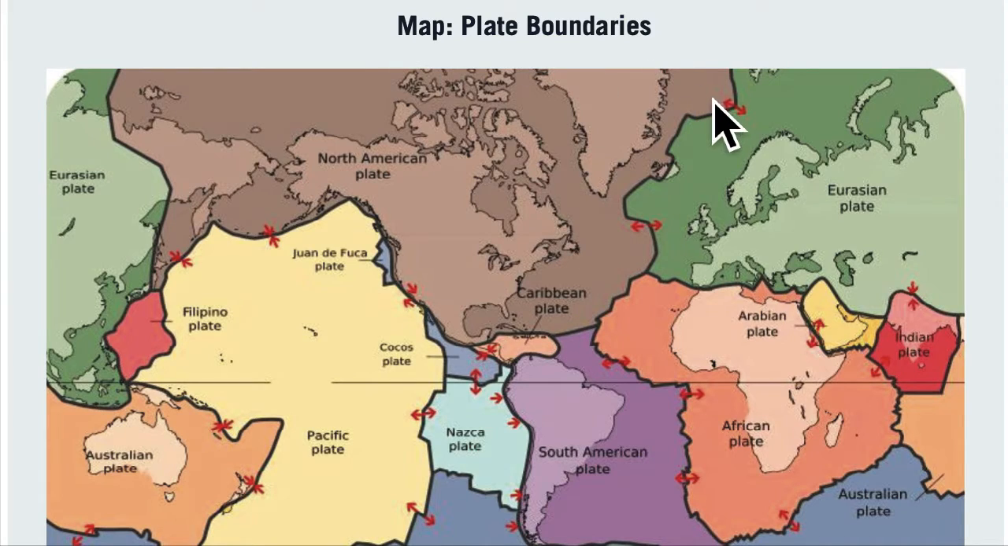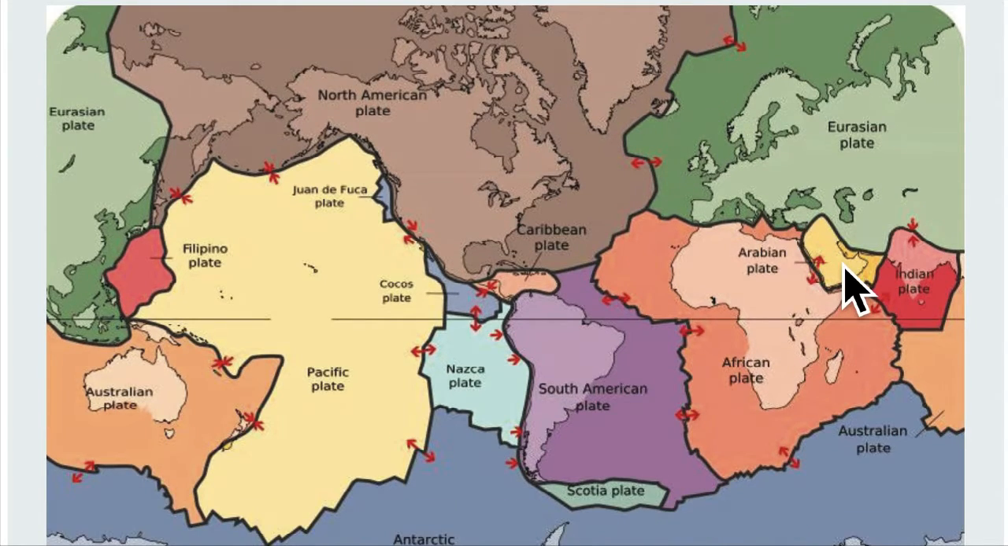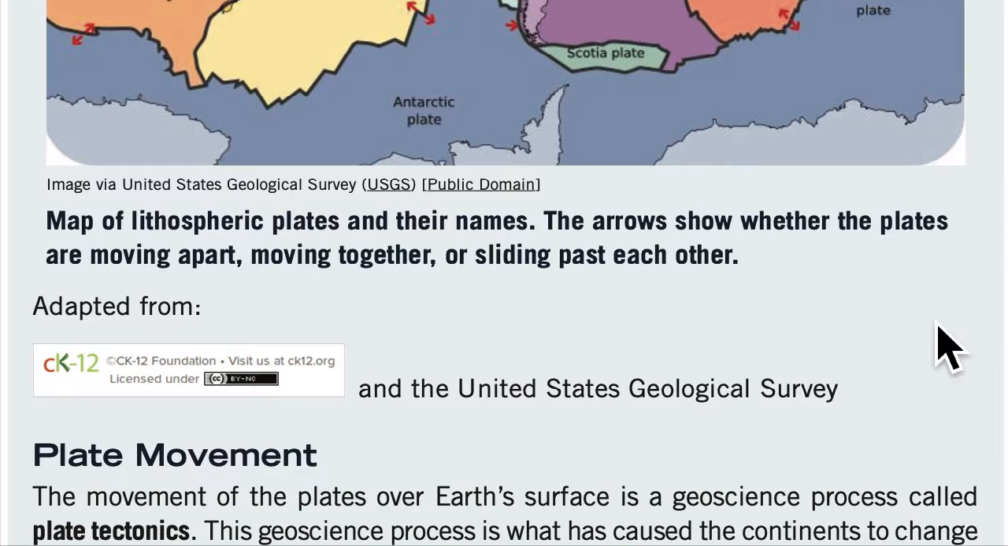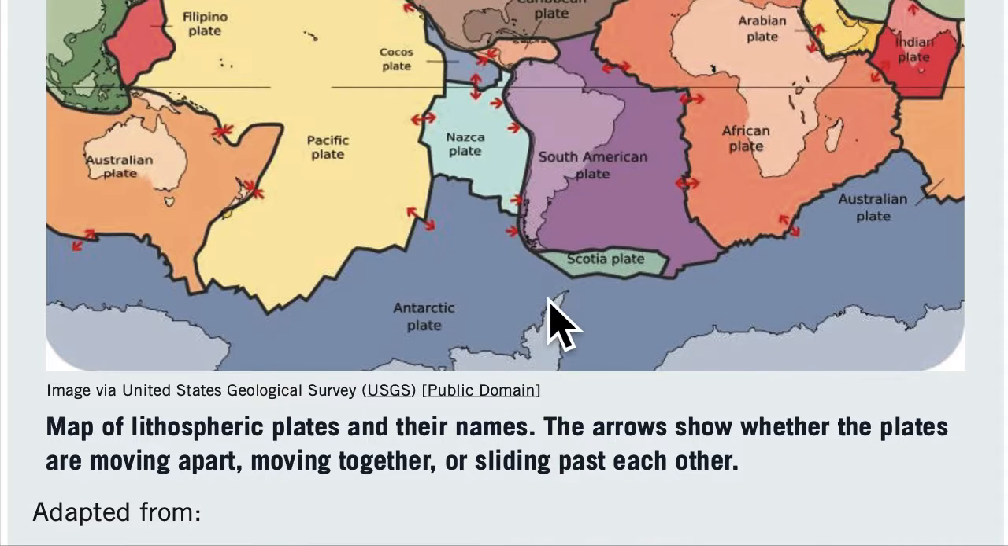Because of this, continental lithosphere floats higher in the mantle than oceanic lithosphere. Map. Plate boundaries. Map of lithospheric plates and their names. The arrows show whether the plates are moving apart, moving together, or sliding past each other.